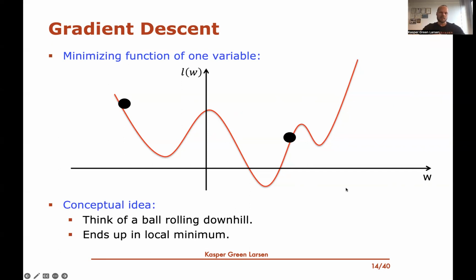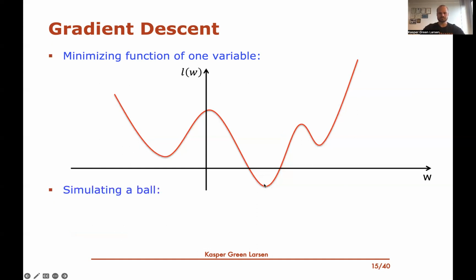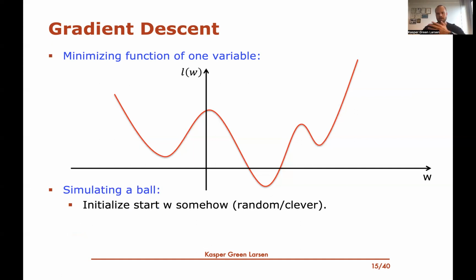So how can we use this to try and minimize a function? The basic idea is that we'll simulate this rolling of balls downhill so that they move towards these minima. So how can we simulate the rolling of a ball? Initially, we just start somewhere. I put my w in some place, maybe a random place, or maybe you somehow know something about your function that makes you start in a good place.